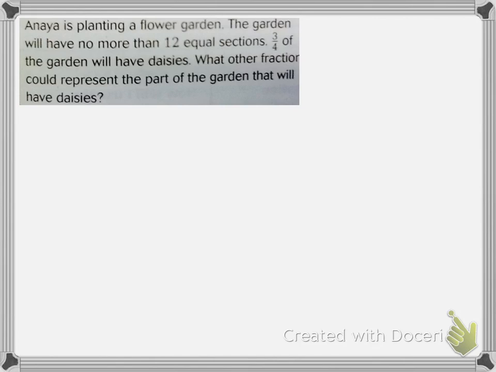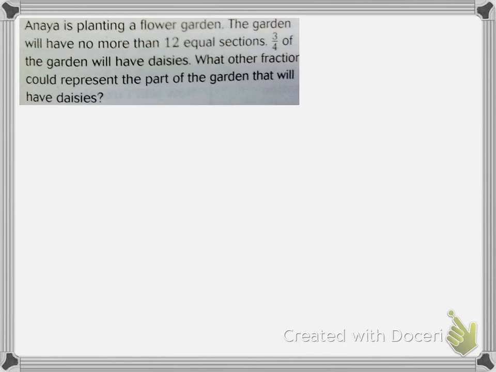Okay, so let's see. Anaya is planning a flower garden. The garden will have no more than 12 equal sections. Well, no more than 12 to me means it could be any number under 12 or 12 sections itself, but not 13 or more than that. So I could possibly have 6 sections. I could have 4 sections. 12 sections, maybe 9. I don't know.